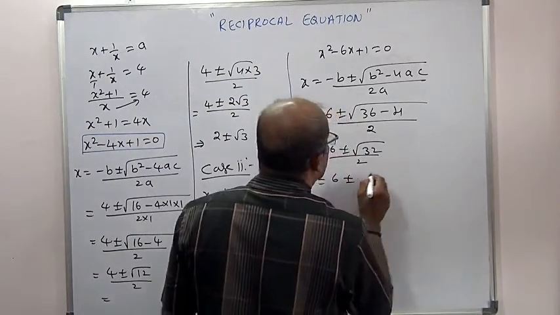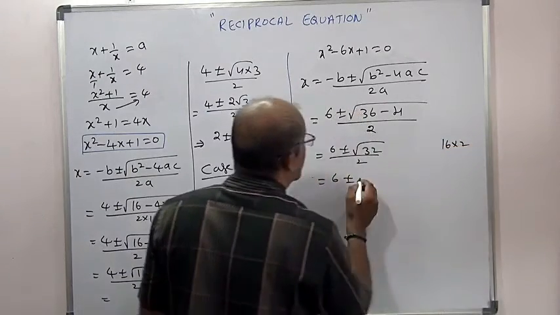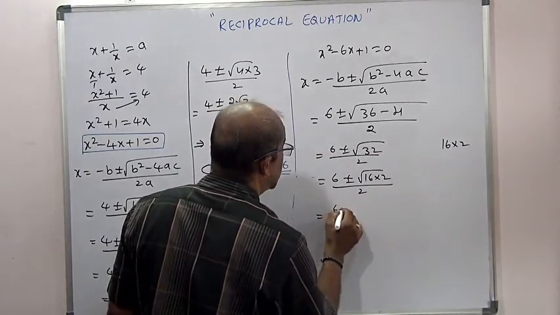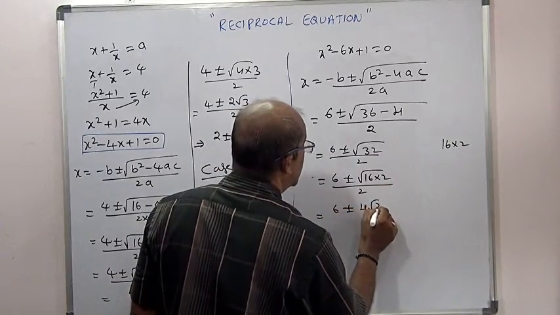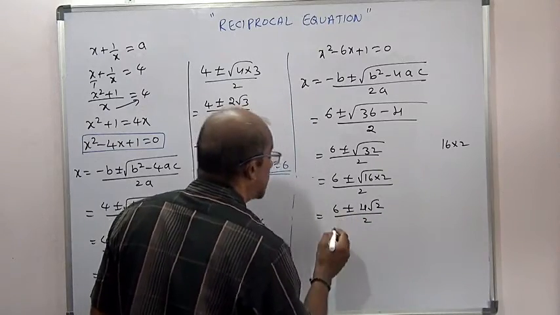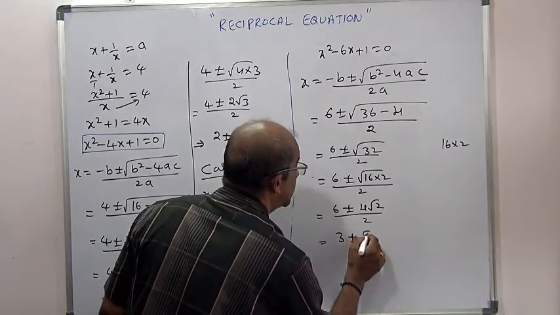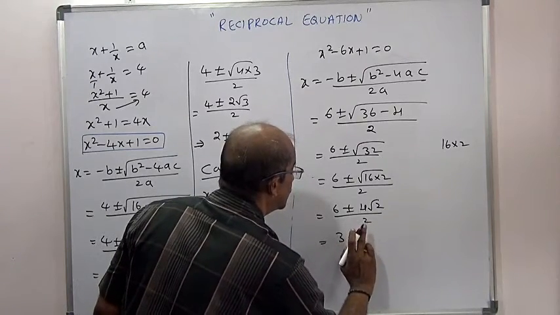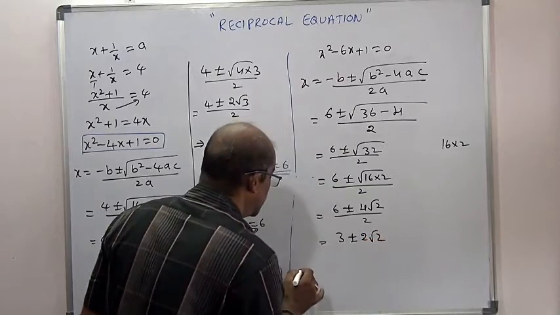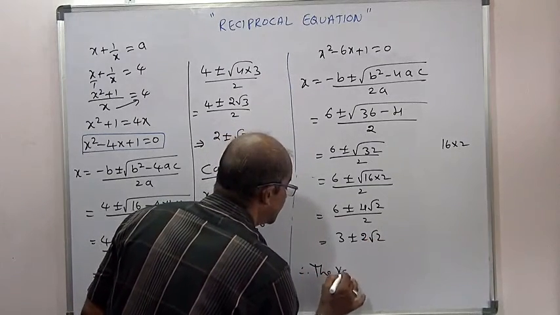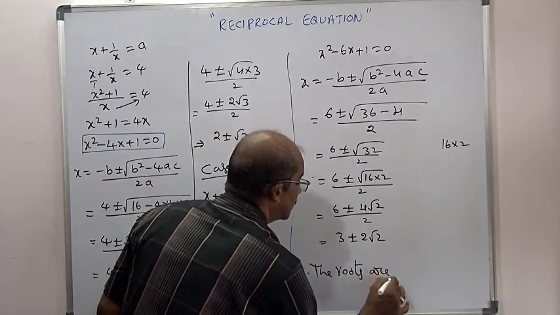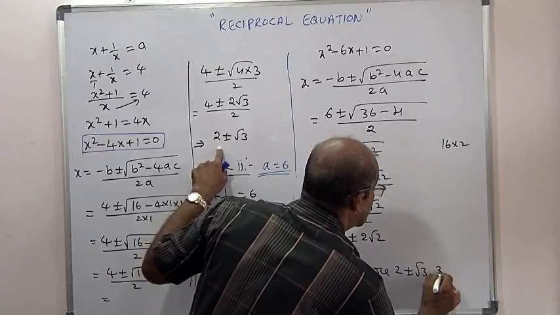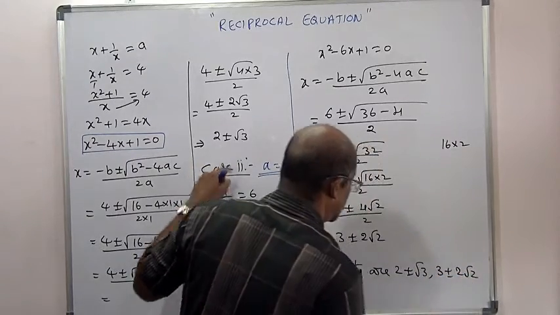16 into 2, that is equal to root 16 into 2 by 2, that equals 6 plus or minus 4 root 2 by 2. Take 2 common. So 3 plus or minus 2 root 2. Therefore, the roots are 2 plus or minus root 3, comma, 3 plus or minus 2 root 2.